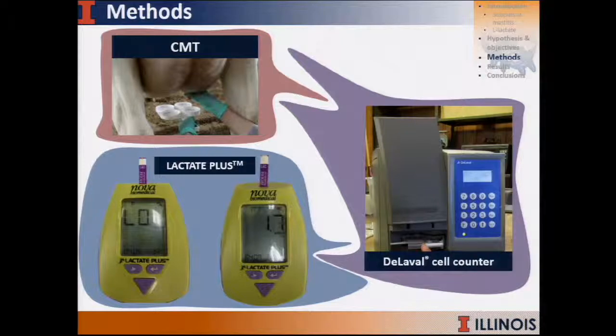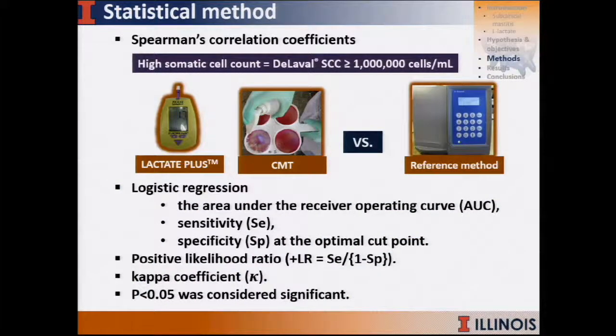We measured the somatic cell count semi-quantitatively using the CMT, and quantitatively using the DeLaval cell counter. The DeLaval cell counter measuring range is from 10,000 to 4 million cells per milliliter. After that, we measured the milk lactate concentration using Lactate Plus. The meter shows low when the concentration of milk lactate is lower than 0.3.